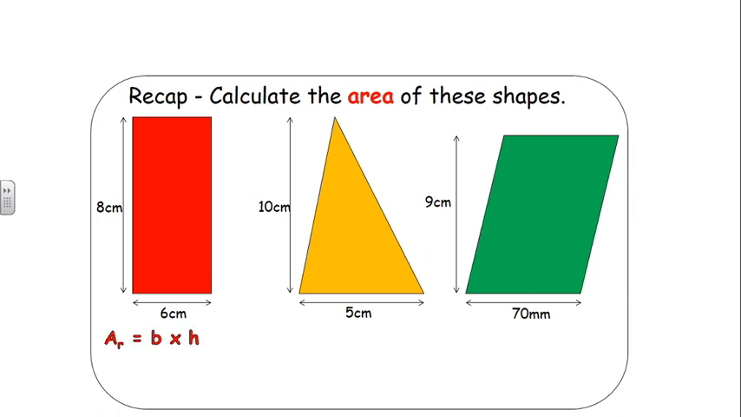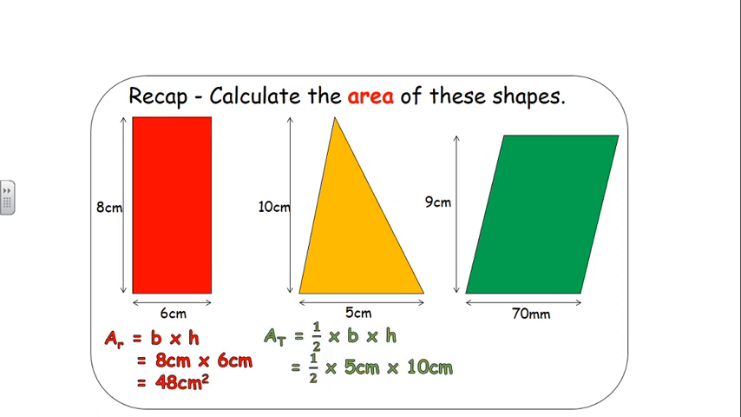Right, so here are the answers. So it's 8 times 6 for the rectangle. It's 10 times 5 for the triangle, then you half it, which gives you 25. And then for the parallelogram, remember you need to convert the 9 centimetres into millimetres, or you can convert the 70 millimetres into centimetres. So you should have done 9 times 7, because it's 7 centimetres. Okay, and that gives you 63.